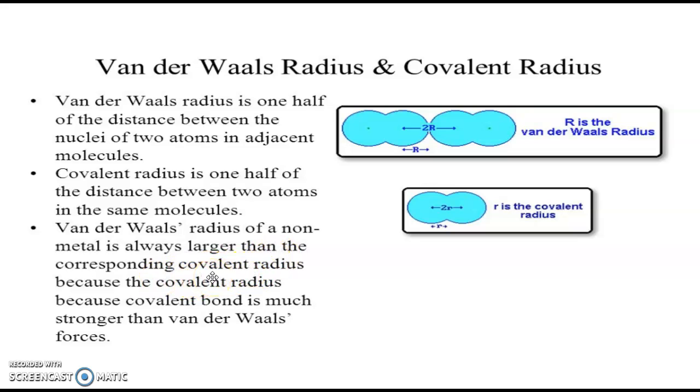Why is it larger than the covalent radius? In a covalent bond we have equal sharing of electrons, but in van der Waals it is just a force of attraction between two molecules. So the attraction may have a larger distance, because a covalent bond is much stronger than van der Waals forces. So this is the difference between van der Waals radius and covalent radius.